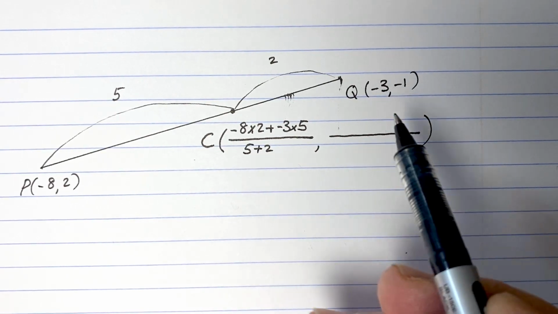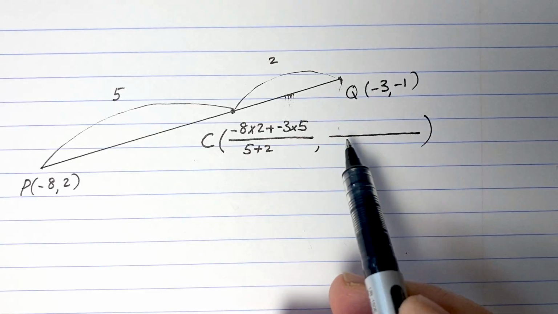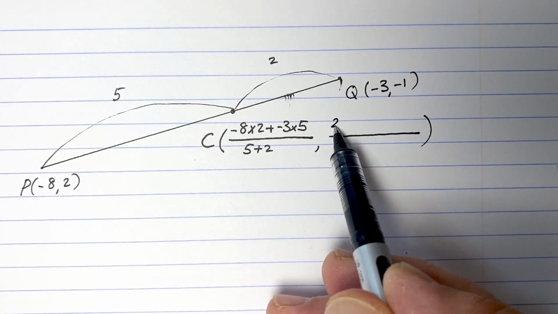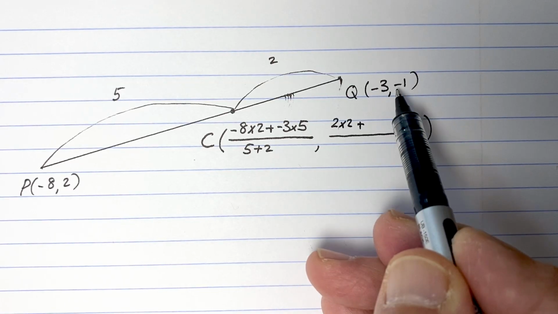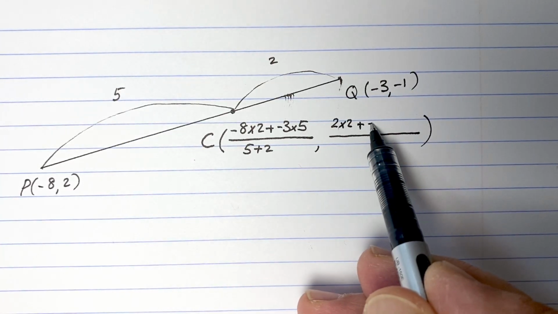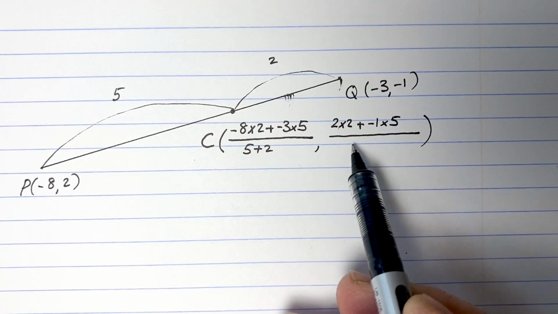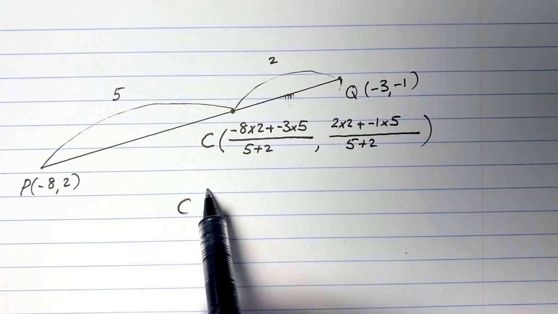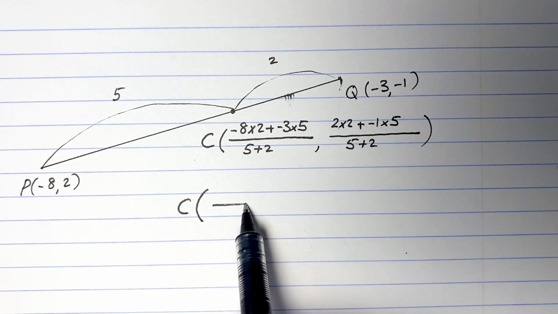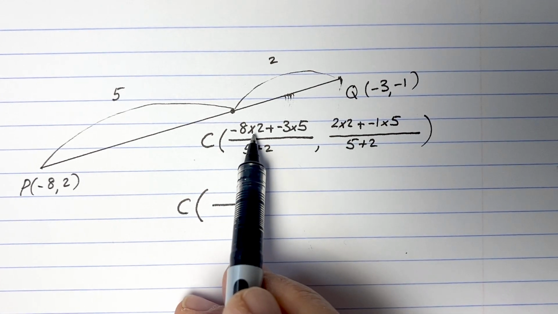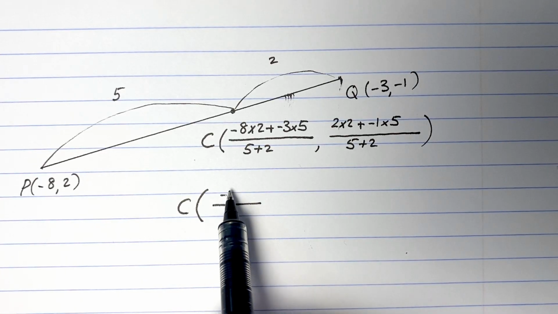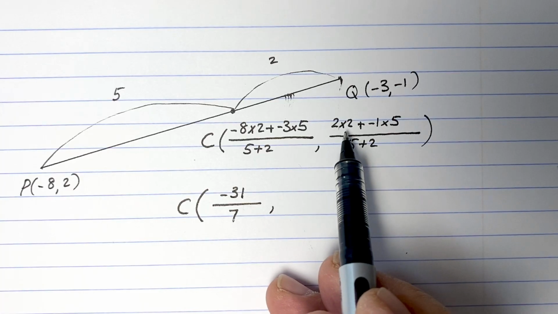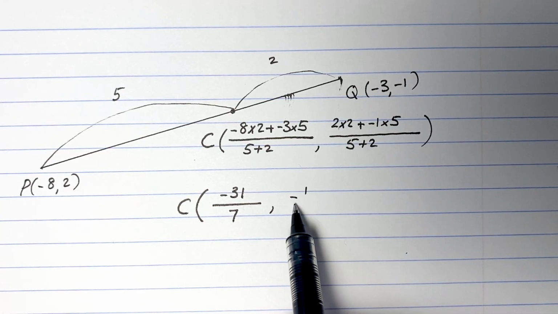For the y coordinates, 2 times 2, the y coordinate of P times the number away, plus -1 times 5, over 5 plus 2. The rest is just a little calculation. That's -16 minus 15, which is -31 over 7. That's 4 minus 5, which is -1 over 7.